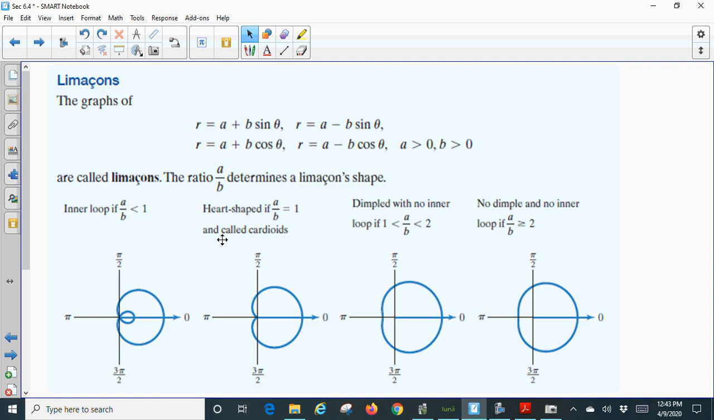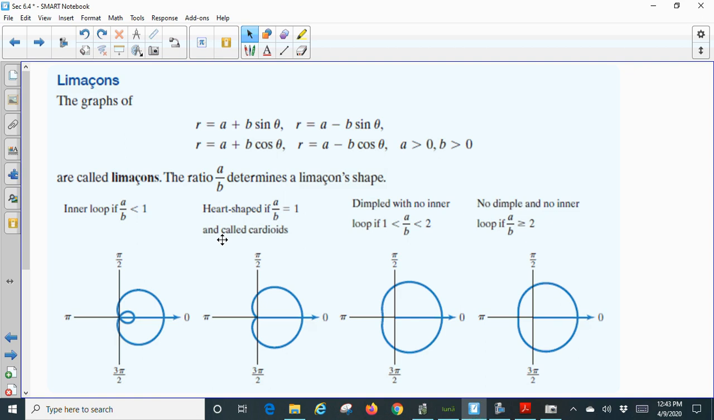Those particular shapes are called a limaçon. Limaçon is French for snail. Somebody thought the shape looks like a snail, with that little dimple shape. Depending on the values of A and B, you'll get more or less inflection, I guess would be a good word to describe it.